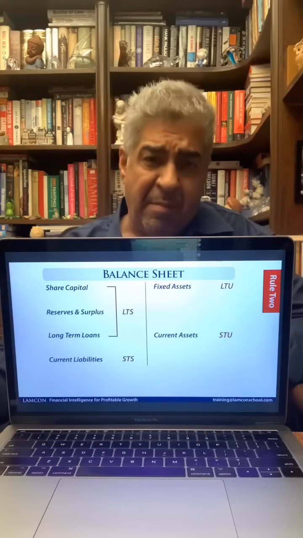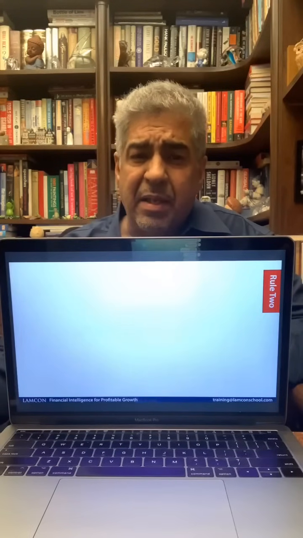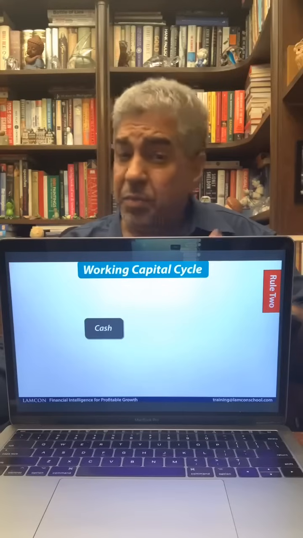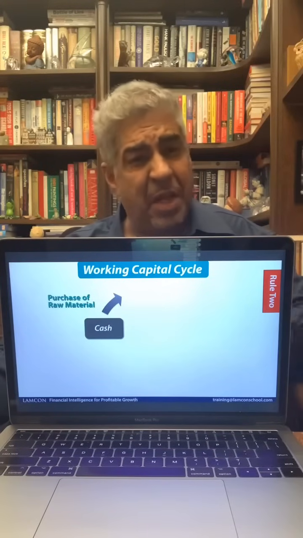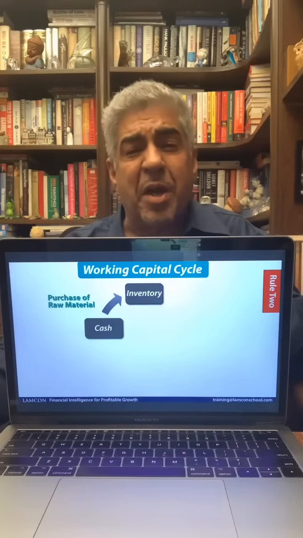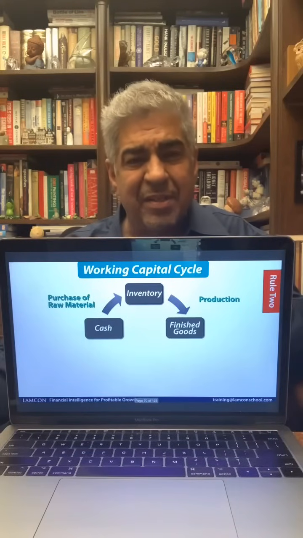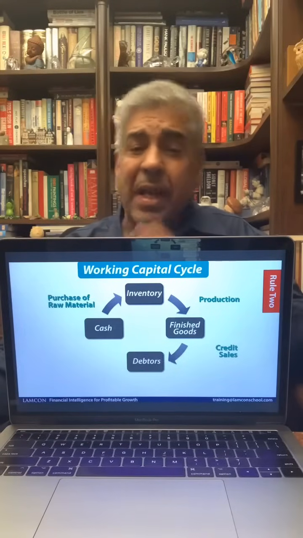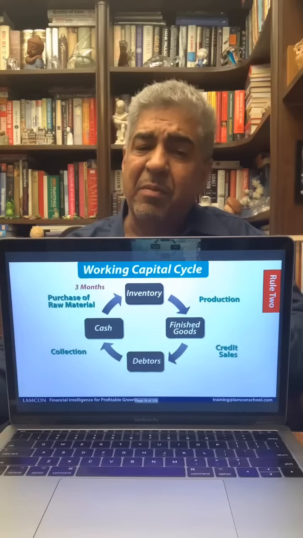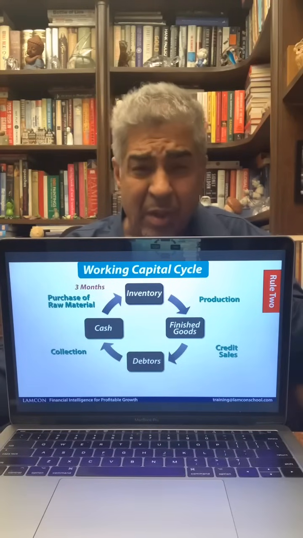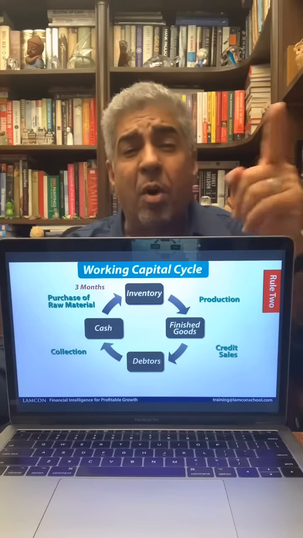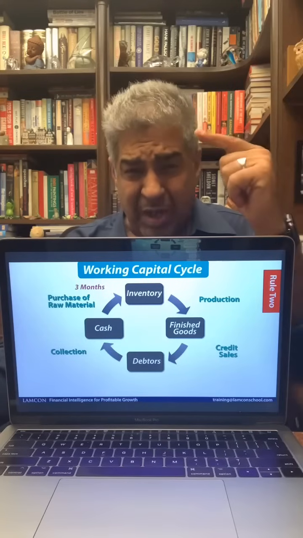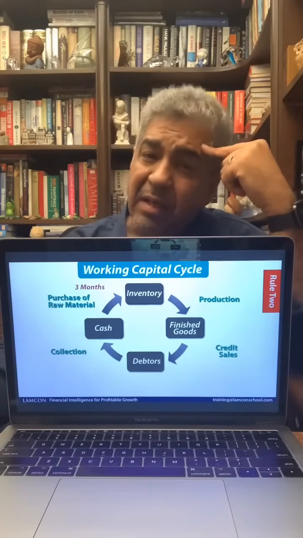a manufacturing company. In a manufacturing company, let's say the cycle begins where? It starts with cash. Then what do you do? You spend the cash, you buy raw materials, it becomes inventory. Then inventory goes into production process, it becomes finished goods. Finished goods, you find a customer, it becomes debtors. When you collect money from your debtors, it comes back in the form of cash. This cycle is called either the working capital cycle or the cash to cash cycle. And one of the tricks of good finance management is your ability to shorten this cycle.